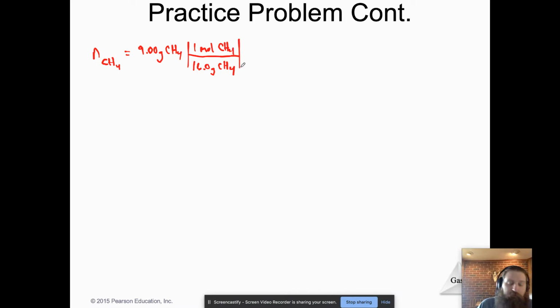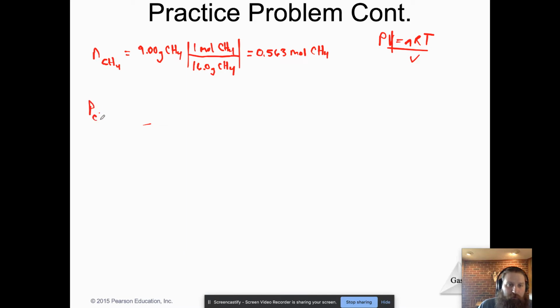That's going to give me 0.563 moles of CH4. There we go. All right. I'm going to plug that into the PV equals nRT equation again. So I know PV equals nRT. I'm looking for pressure, so I'm going to divide both sides by volume. Pressure equals nRT over V.